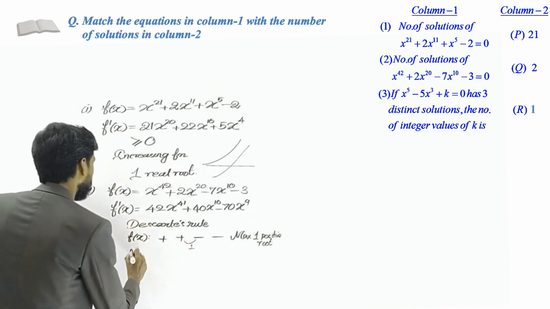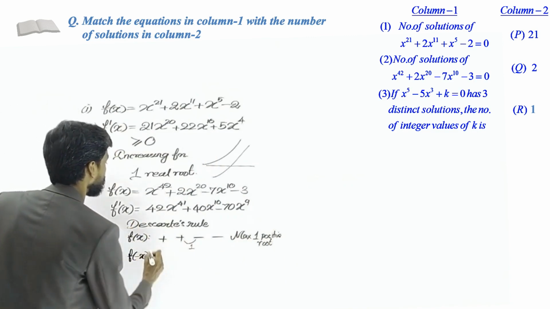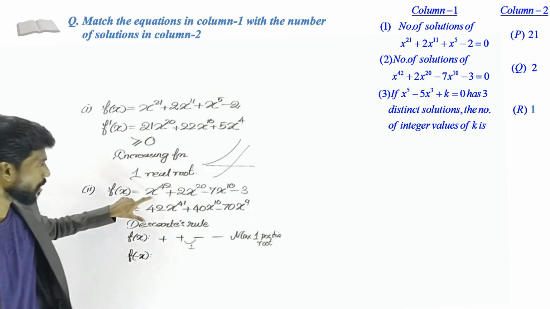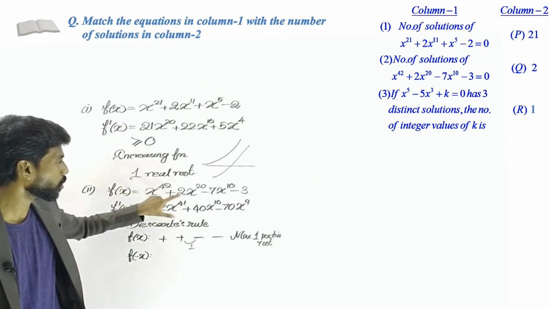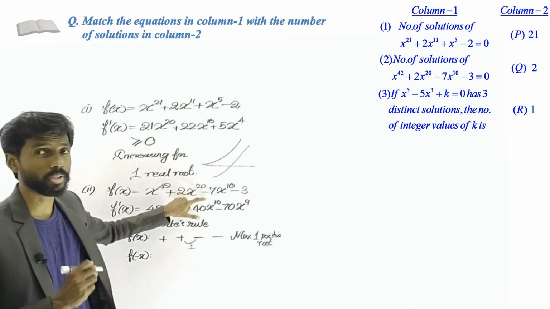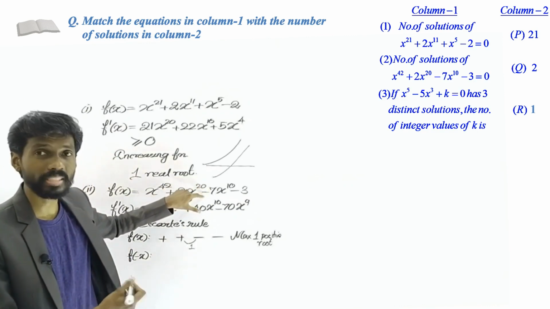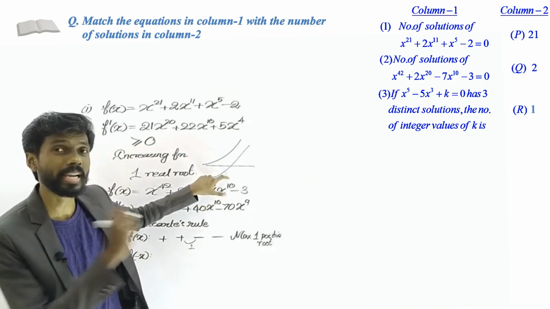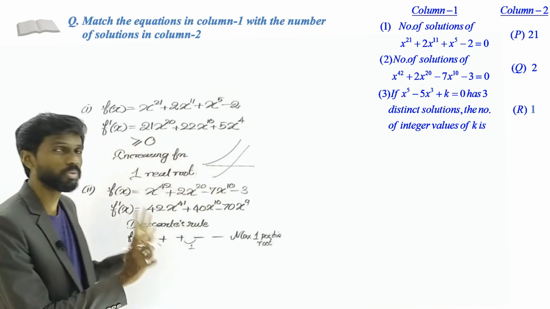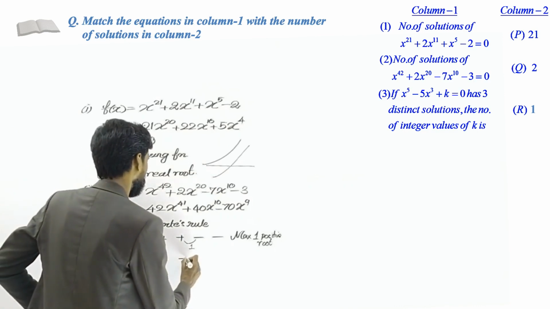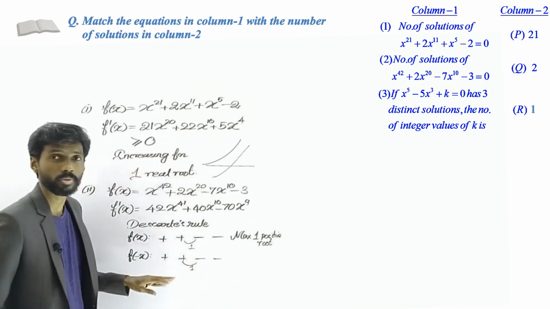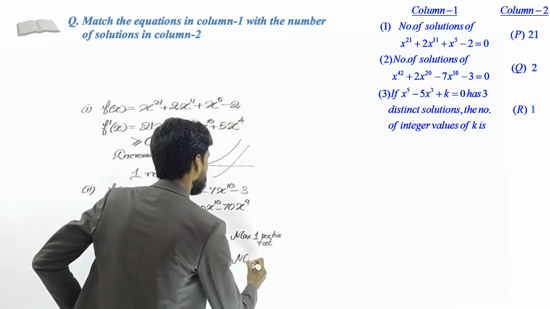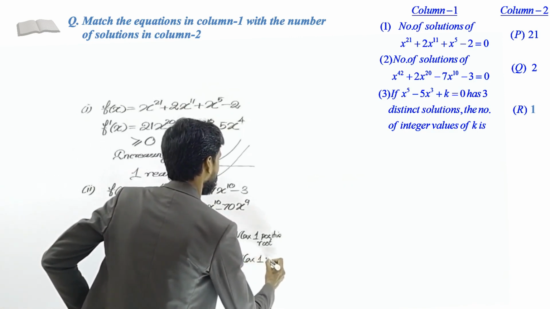Now to find negative roots you have to find f(-x). What is f(-x)? This power is anyway even, so this will be the same: x to the power 42 plus 2x to the power 20, minus 7x to the power 10, because again the power is even. So there is no change. Again plus, minus, minus. So there is only one sign change here also. That means it can have a maximum of one negative root.